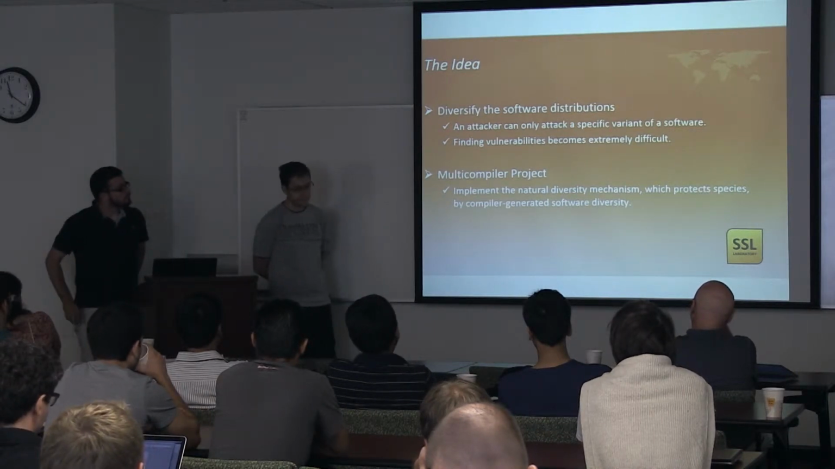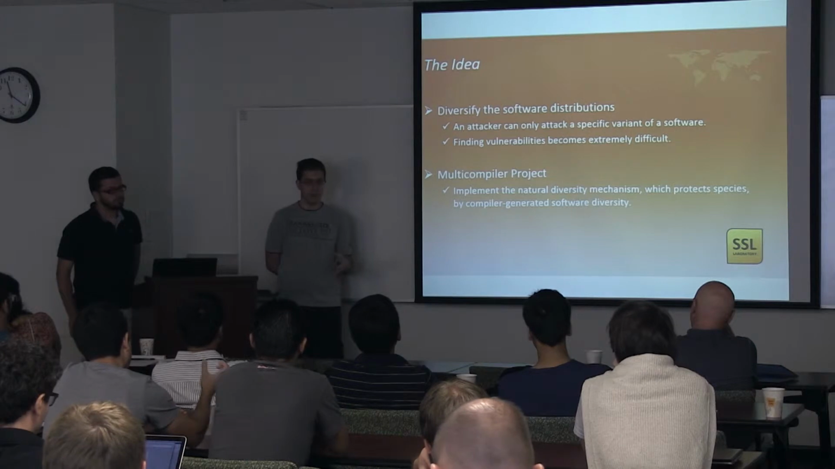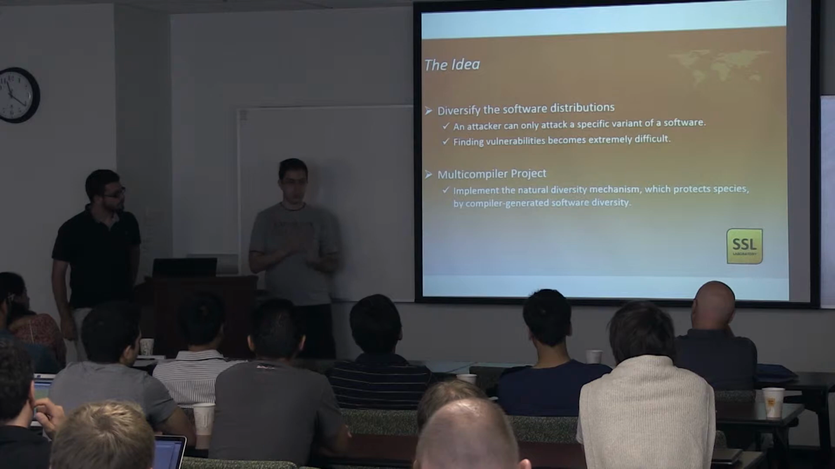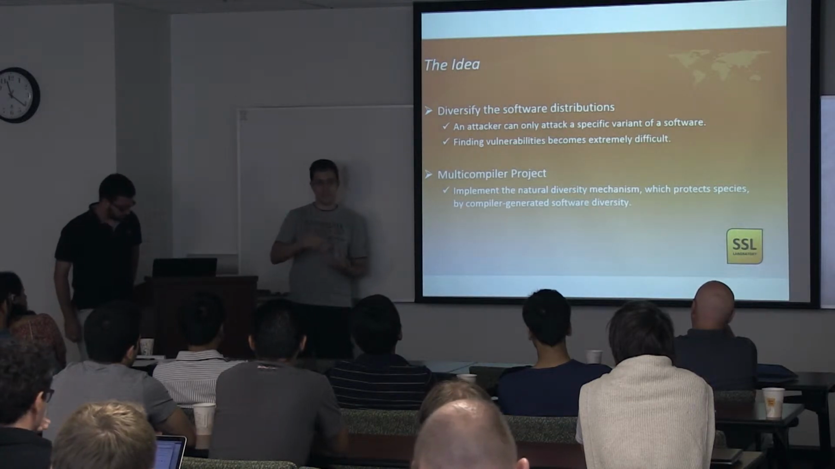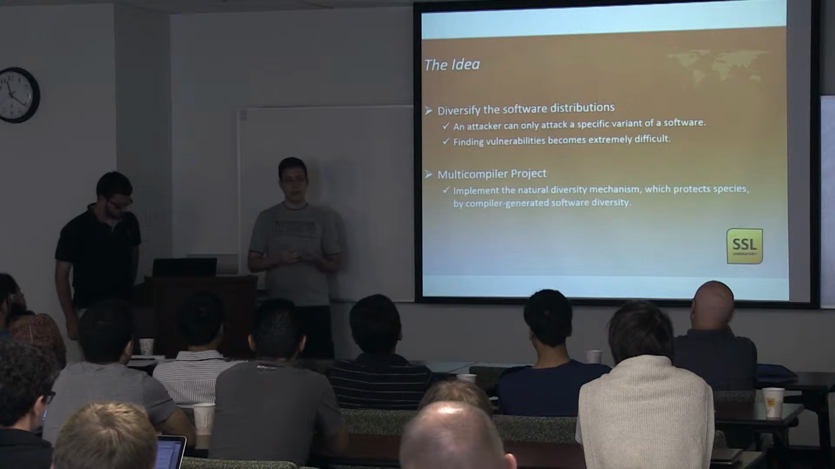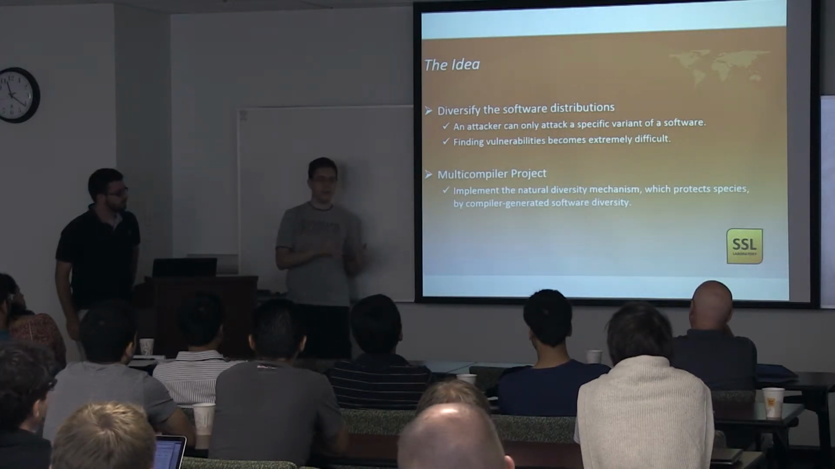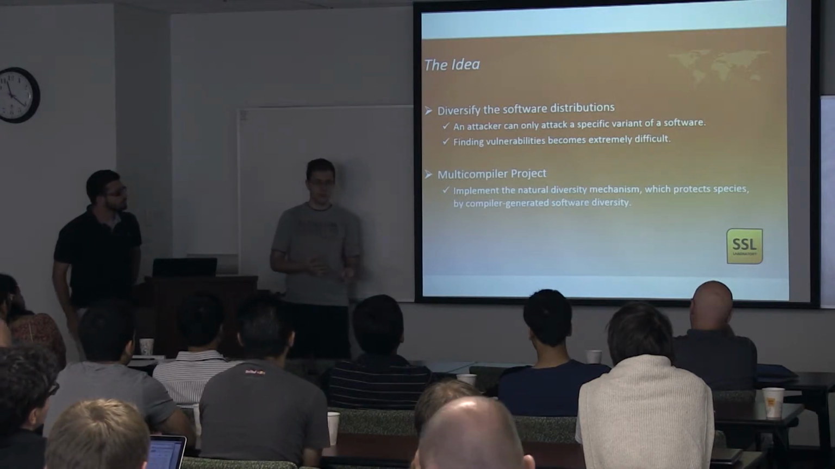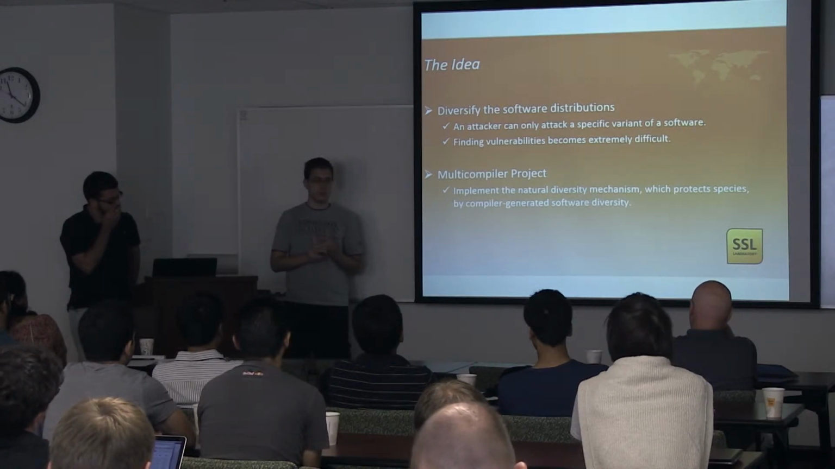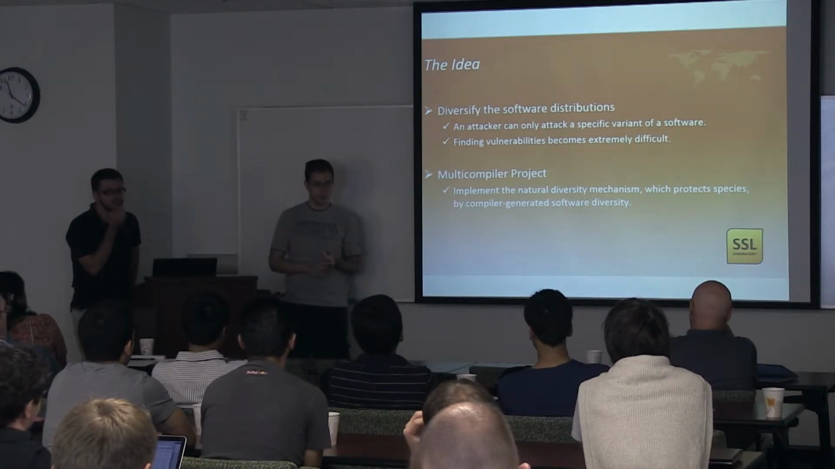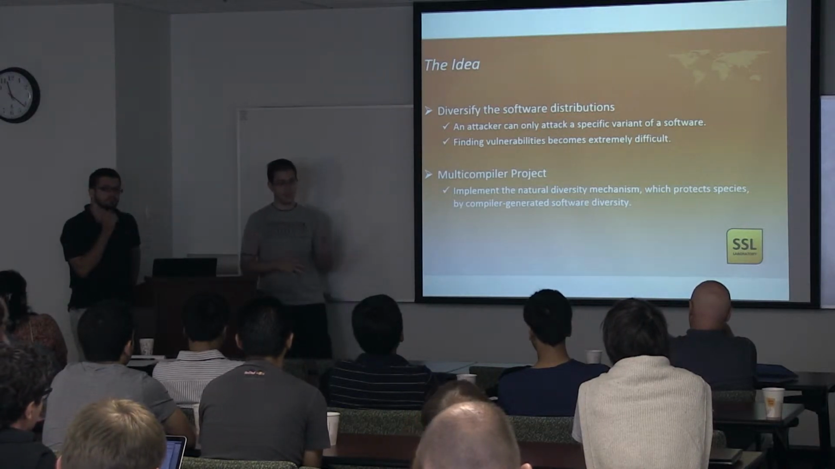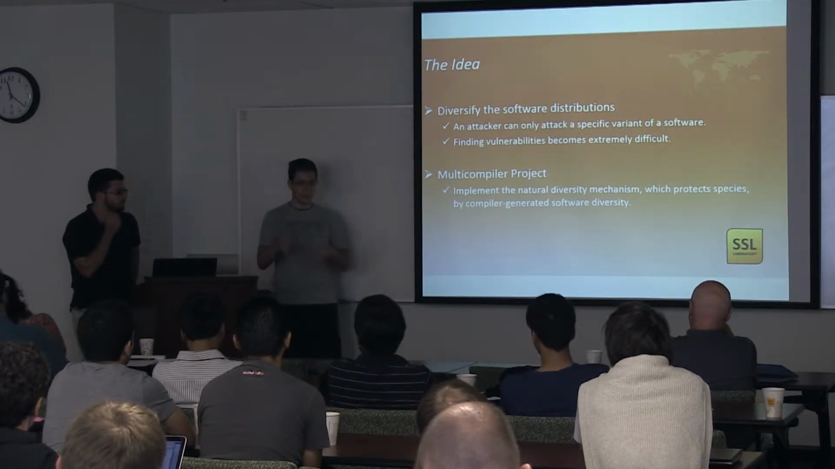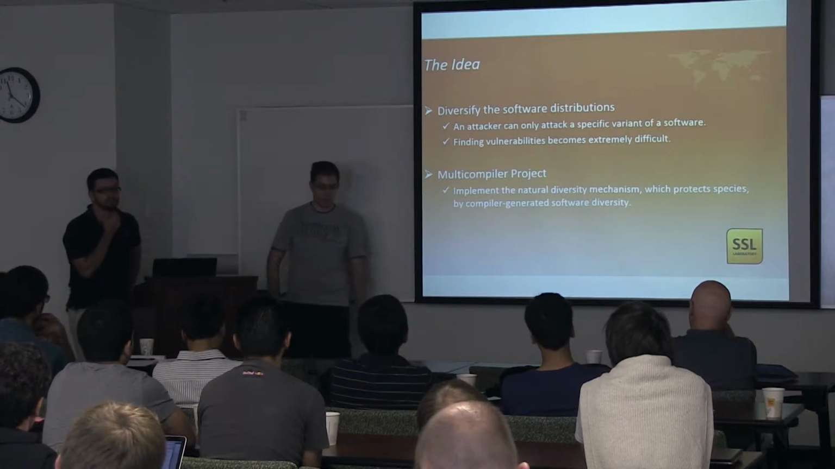So the idea is to diversify the software distributions. What if we could have software that behaves exactly the same, but whose implementation is slightly different in the assembly code? For example, what if we could put some NOP instructions or change the way that the stack or the heap behaves among other variants of the same program.